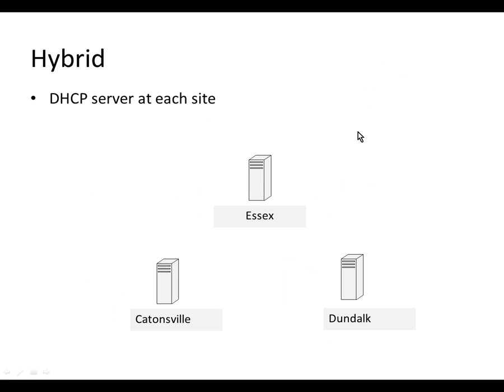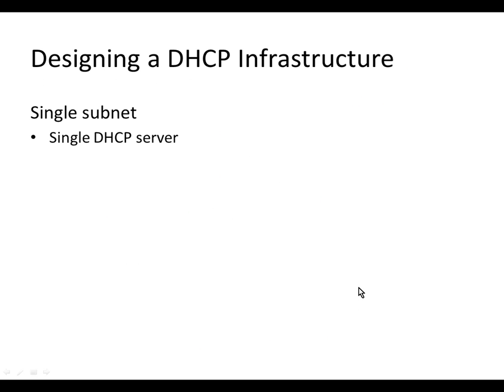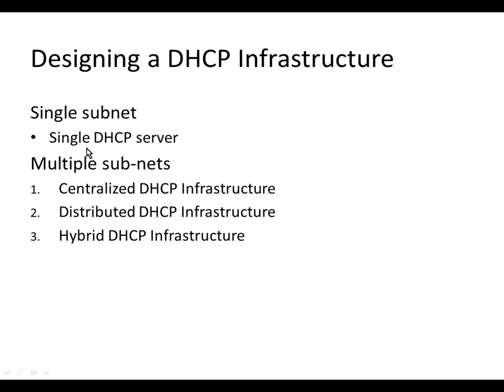A third way to go is the hybrid method, and that's what we use at the Community College of Baltimore County. At each of our main sites, Catonsville, Essex, and Dundalk, we implement a centralized DHCP infrastructure, meaning we have one DHCP server at each individual site. So when you design a DHCP infrastructure, if you have a single subnet, well, that's a breeze. But if you have multiple subnets, there are 3 ways to go: centralized, distributed, or hybrid.